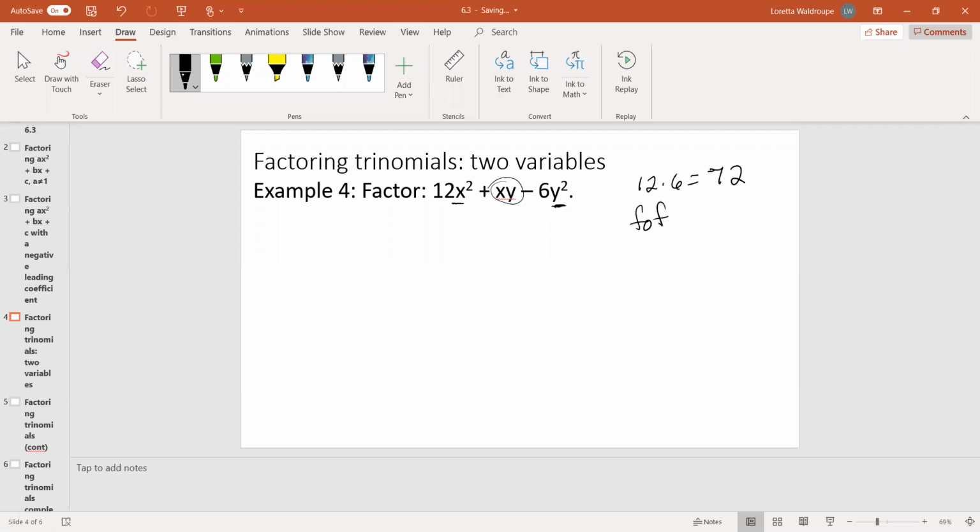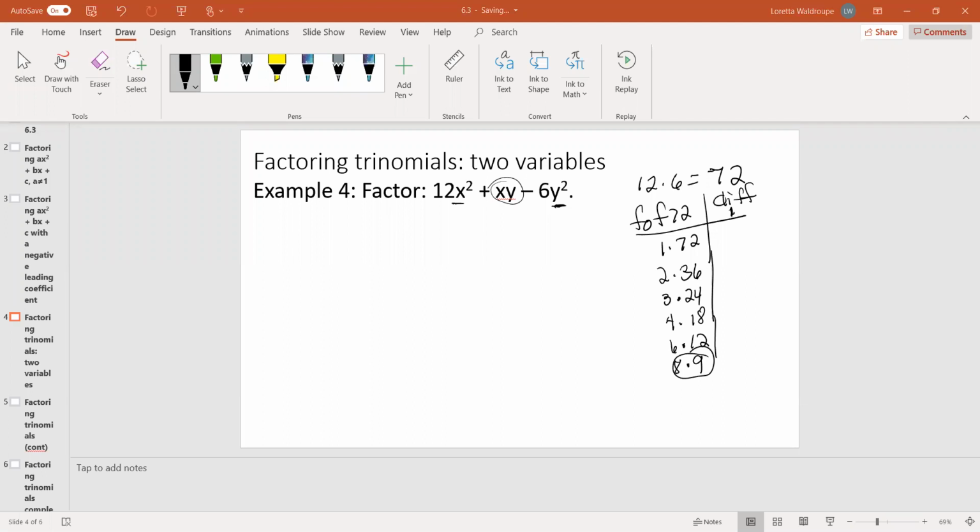So I want the factors of 72, whose difference, because the last number is minus, equals 1. 1 times 72, no. 2 times 36. I'm going through all the factors. 3 times 24. 4 times 18. 5 doesn't divide into 72. 6 times 12. 7 doesn't divide into it. 8 times 9. Hey, there's my difference of 1.